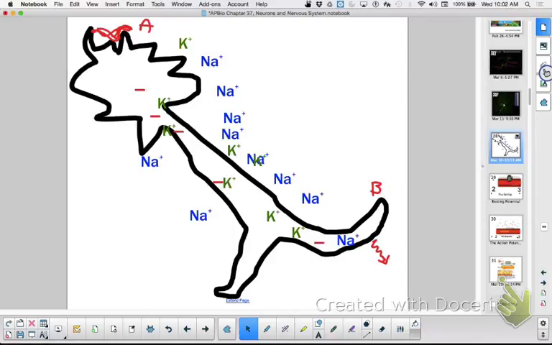The potassium gates and the sodium gates, are those just like channel proteins? Yes, they are. Very good.